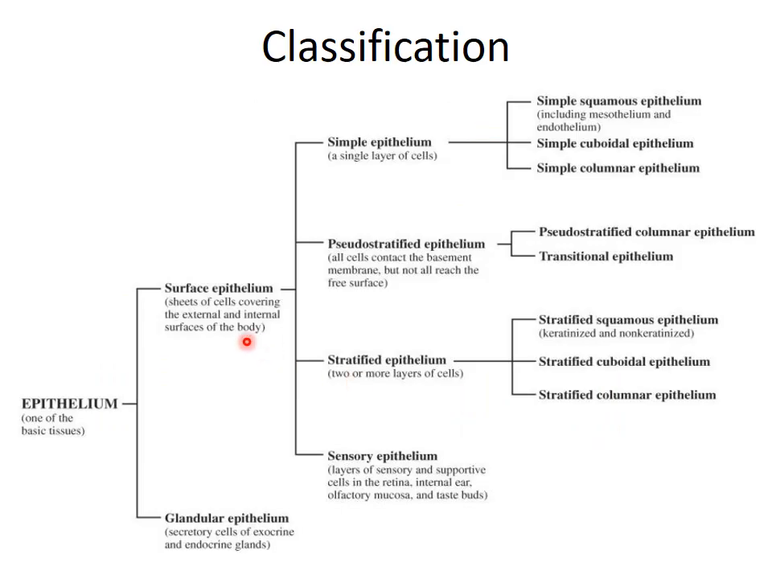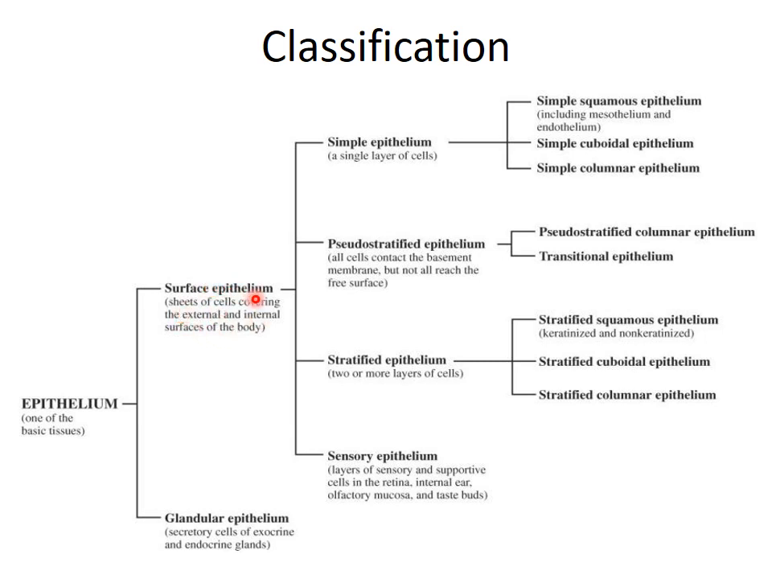So we covered how to classify the epithelium, which is one of the basic tissues of the body, broadly first into the surface epithelium or the glandular epithelium. The glandular epithelium we have in a separate lecture, and we'll discuss it later on. In this lecture, we'll discuss only the surface epithelium.